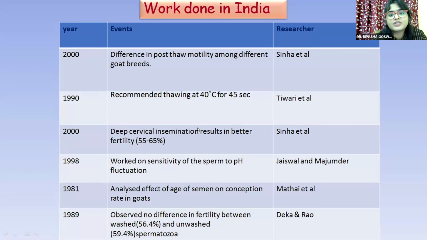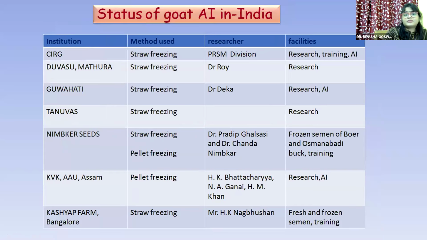There are different types of research work that have been done in India. And on the status of goat AI, different institutions like CIRG, DUVASU Mathura, Guwahati, TANUVAS, Nimkar seat, KVK Assam, Kasha farm have frozen semen in straws. Some have pellet freezing, and they have the facilities.